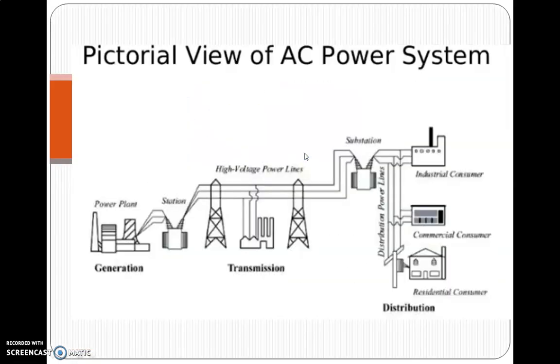Let us take the first one, the pictorial view of the AC power system. There are three main components in an AC power system: generation, transmission, and distribution. In generating stations, generators and step-up transformers are located. In transmission, high voltage power lines are shown here. On the distribution side, we are satisfying industrial consumers, commercial consumers, and residential consumers using distribution power lines.